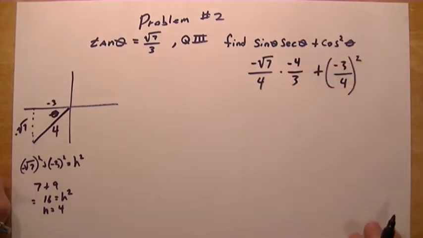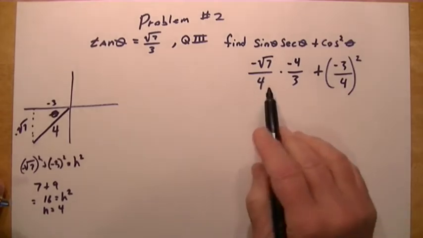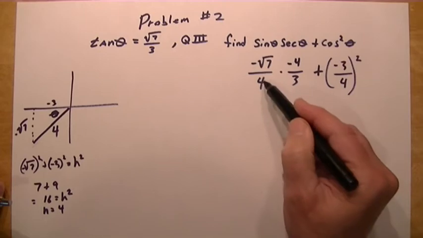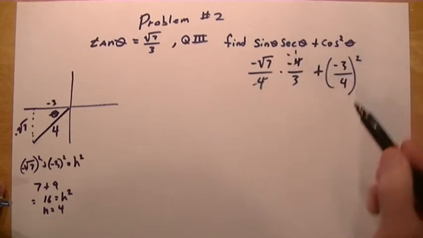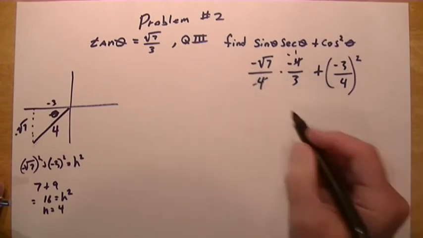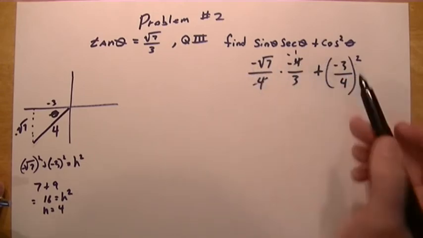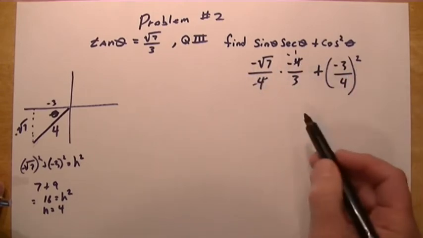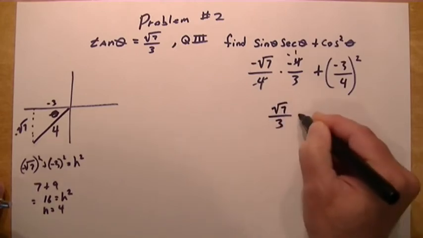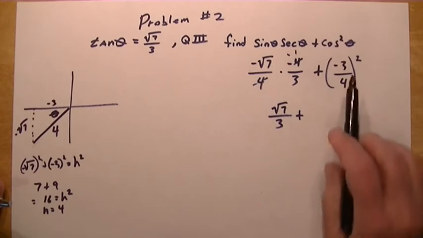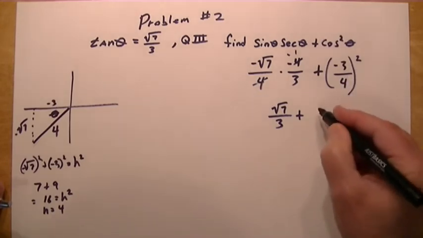Okay? So easy peasy. This kind of comes out nice. These 4's actually cancel out. Make that a negative 1. So we actually get square root of 7, positive, because negative times a negative. And we end up with square root of 7 over 3 over here. And over here we're going to get 9 over 16.